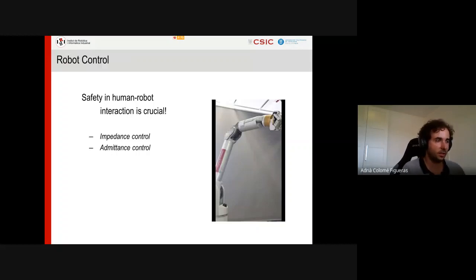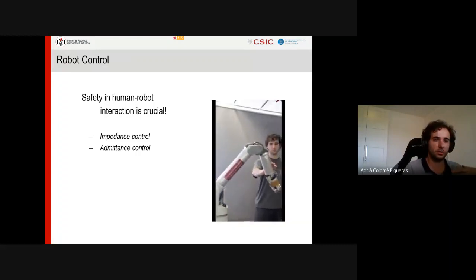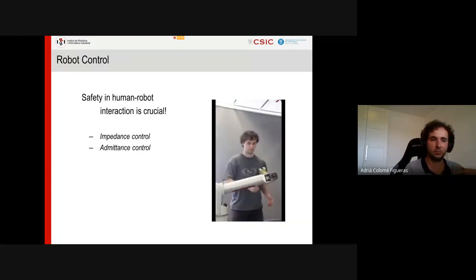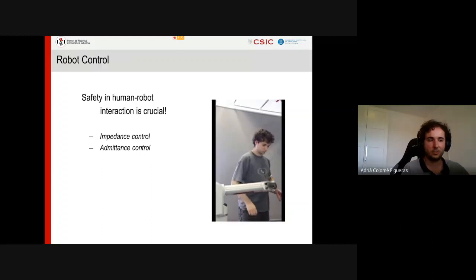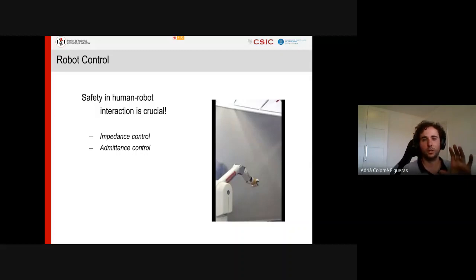So as I said, safety in human-robot interaction is crucial. It is very common to use impedance control or admittance control, because robots are very strong and dangerous. Here we lowered the control gains of the robot a little bit, but it was still rigid enough. So you can see that it has some backlash. If the robot is very rigid and you push it or you stop it, then when you release it, it will probably have a backlash and might hurt you.